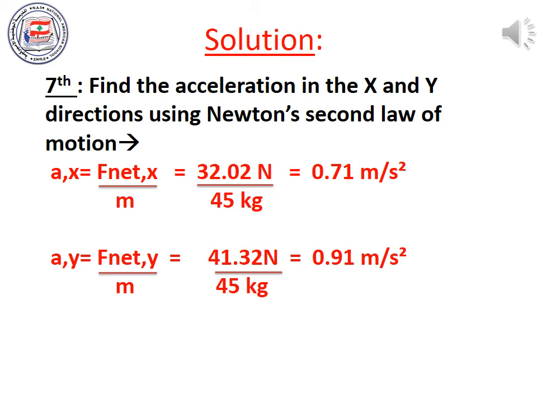In step number 7, we find the acceleration in the x and the y directions using Newton's second law of motion, which states that the net force is equal to acceleration times mass. So acceleration is equal to net force over mass. So here we find the acceleration in the x and in the y directions. The acceleration in the x direction is Fnet in the x direction over mass, equal to 32.02 over 45, which is equal to 0.71 meters per second squared. And the acceleration in the y direction is the net force in the y direction over the mass, which is equal to 41.32 newtons over 45 kilograms, equal to 0.91 meters per second squared.